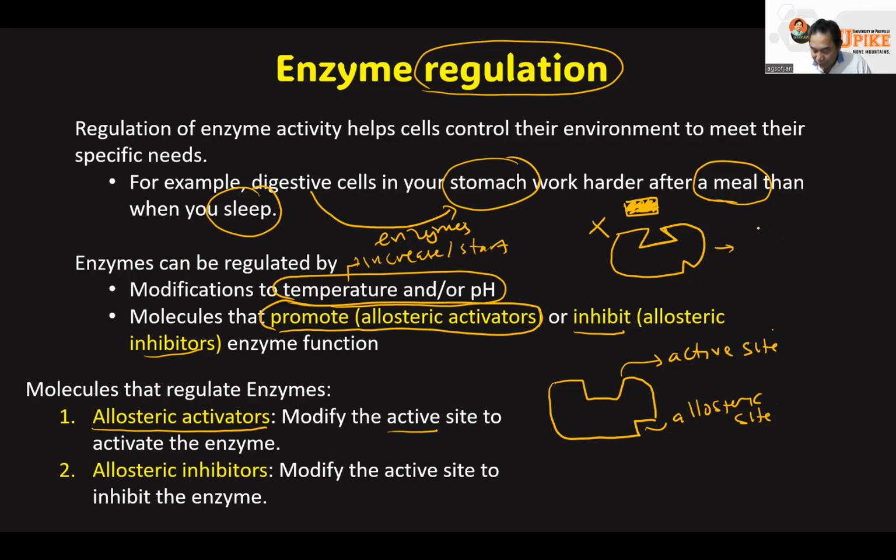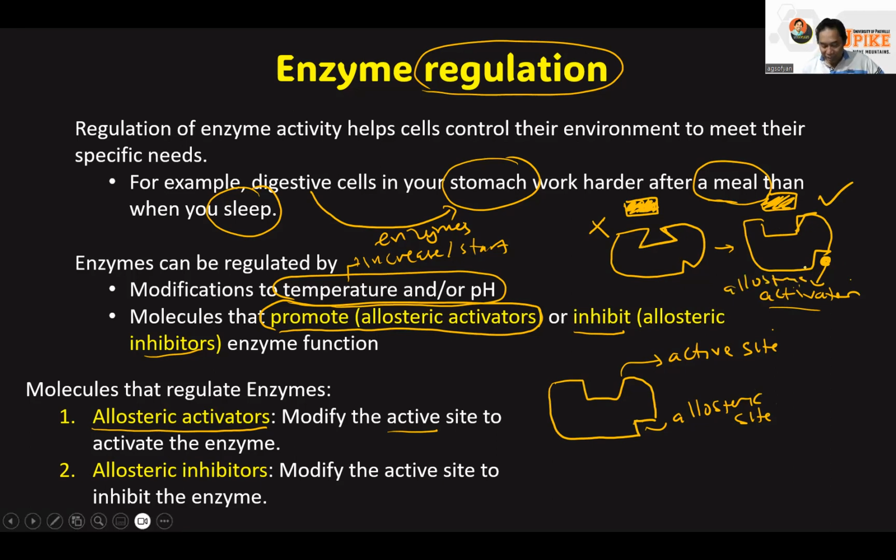So when the activator enters the allosteric site over here, it changes the active site to become like this. So this reaction will happen. This one over here is called the activator. Because this activator binds to the allosteric site, it is called the allosteric activator. Okay, easy to understand, right?